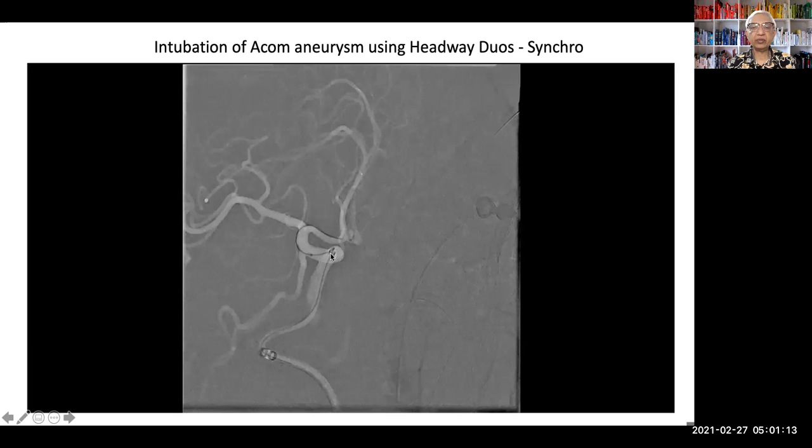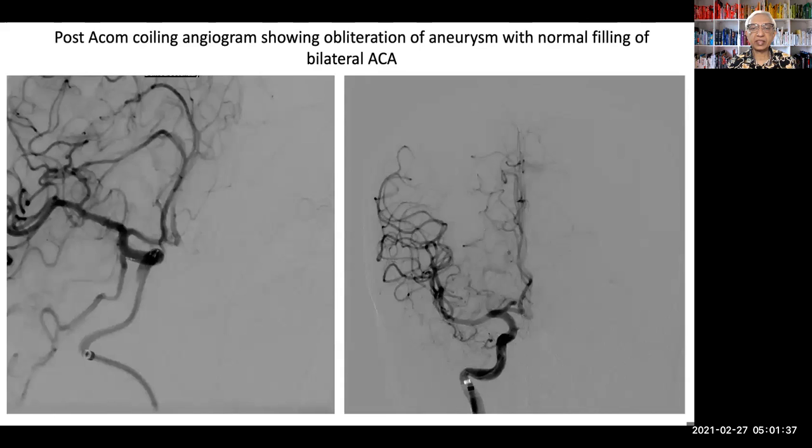You can see the Navion that has come all the way up here close to the cavernous segment. And you can see the microcatheter that we have taken beyond the aneurysm. And then we just gently pull it back and it drops in. That's the advantage of the two curves that we had created, so that it will fall into the aneurysm and we place just one single coil.